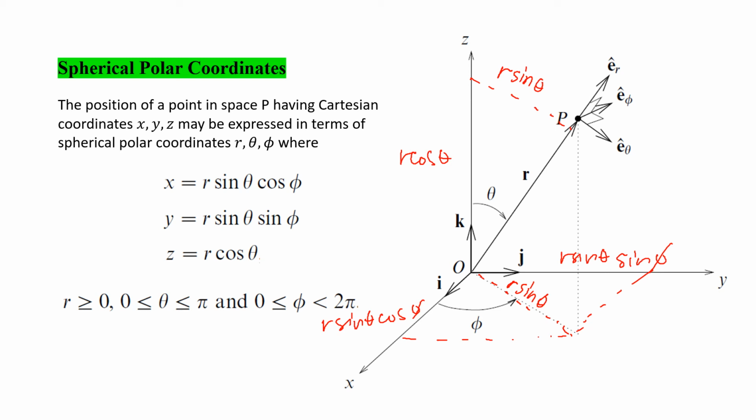So again, the position of a point in space P having the Cartesian coordinates x, y, and z may be expressed in terms of the spherical polar coordinates r, theta, and phi, where your x is equal to r sine theta cosine phi, y is equal to r sine theta sine phi, and z is equal to r cosine theta. Here, your r is greater than or equal to 0. Your theta is greater than or equal to 0, but it's less than or equal to pi, and then your phi is greater than or equal to 0, but it is less than 2 pi.